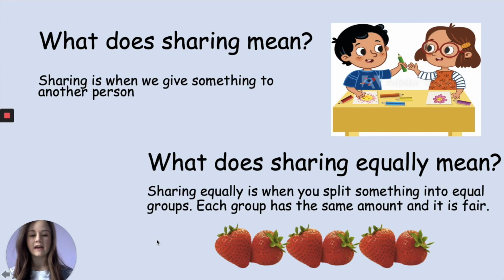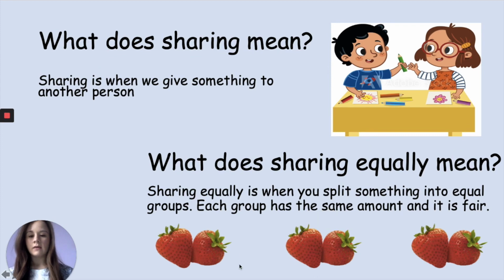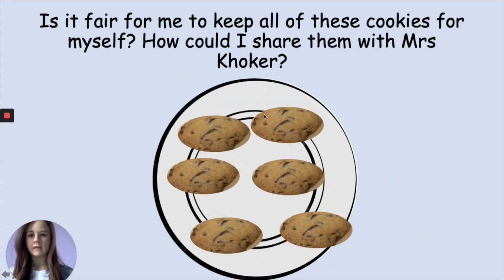So here I have 6 strawberries, and if I'm sharing them between me, Miss Zadie and Miss Thurlow, we will all have 2 strawberries each. That is equally sharing. Is it fair for me to keep all of these cookies for myself? How many do I have? 1, 2, 3, 4, 5, 6. Now that's a bit greedy if I keep them all for myself.